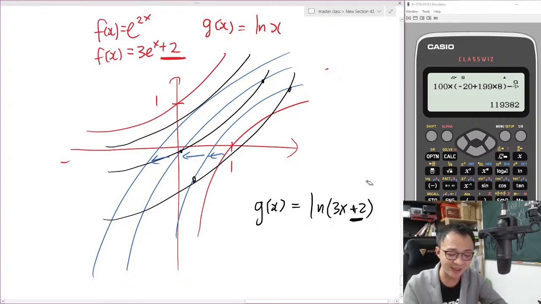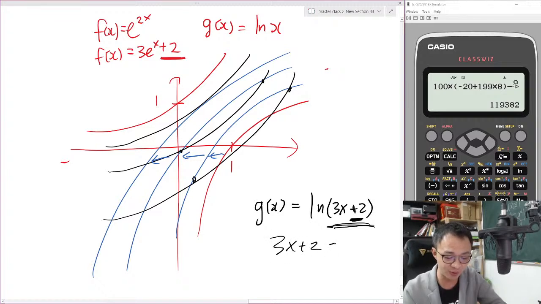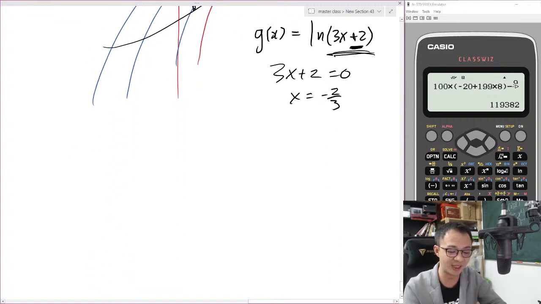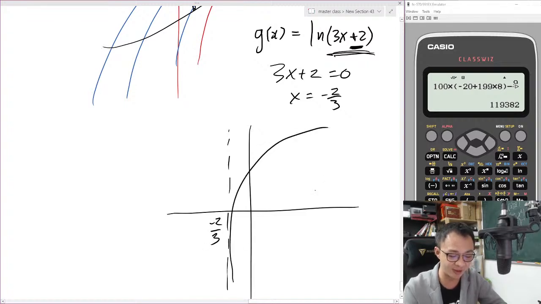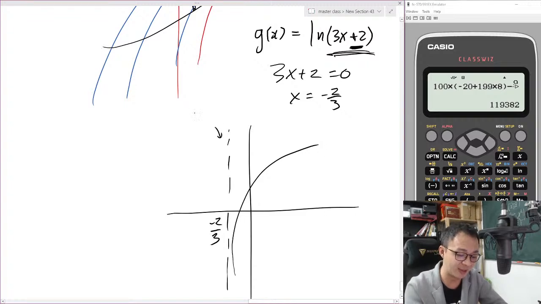So how do we find the asymptotes? Like for log, we need to make this part equal to 0. So like 3x plus 2 equals 0, then x equals negative 2 over 3. This will be the asymptote. That means my graph can never touch this line, negative 2 over 3. Then my graph will actually look like this. It will never touch this line. This line, we call it the asymptote.